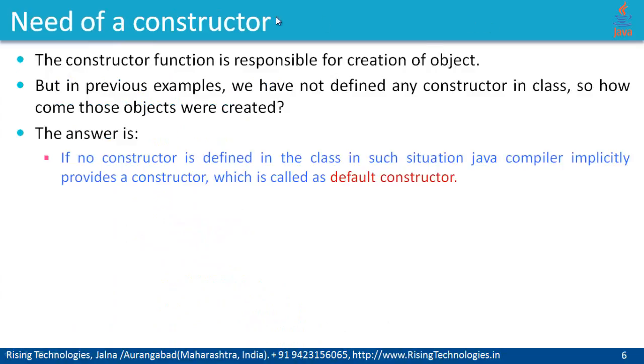Now we have just learned that constructor function is responsible for creation of an object. But in our previous examples, we have not defined any constructor in the class. So how come those objects were created? The answer is, if no constructor is defined in the class, in such situation, Java compiler implicitly provides a constructor which is called as default constructor.